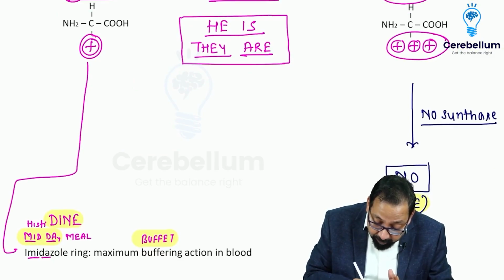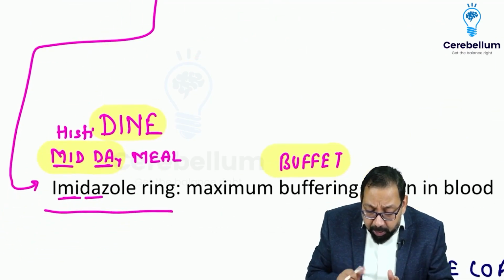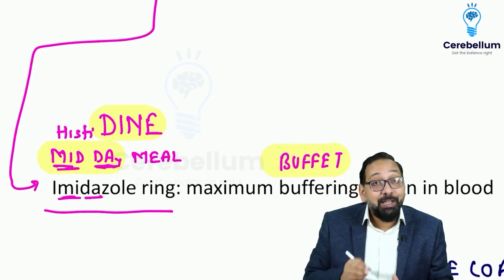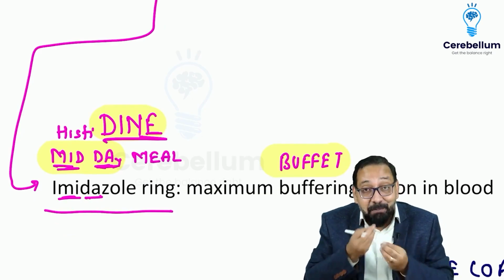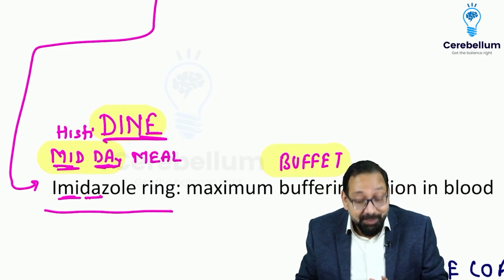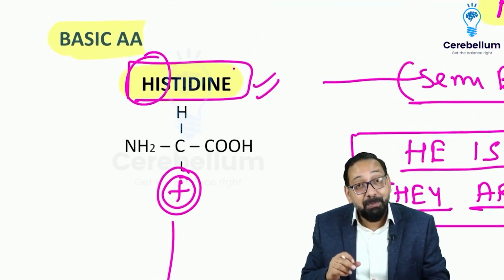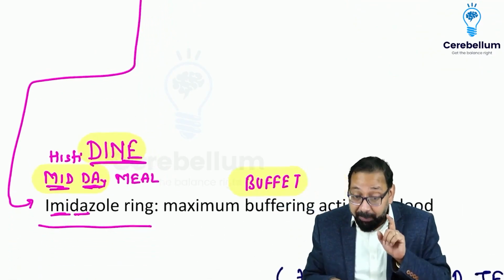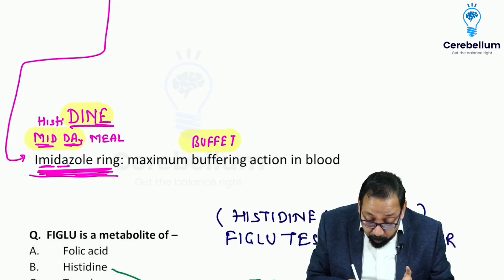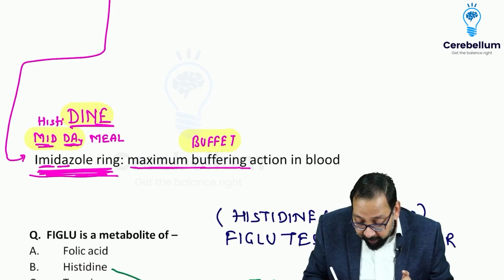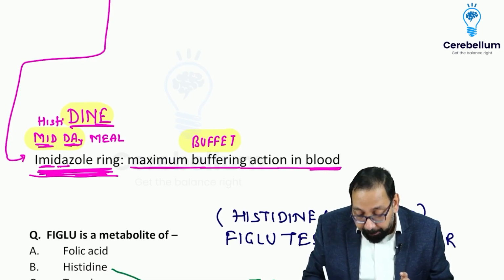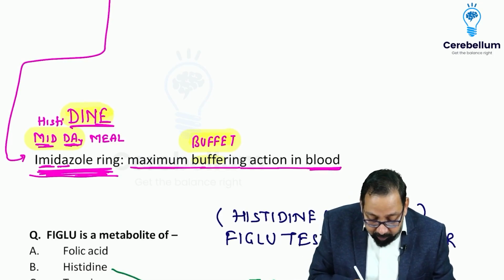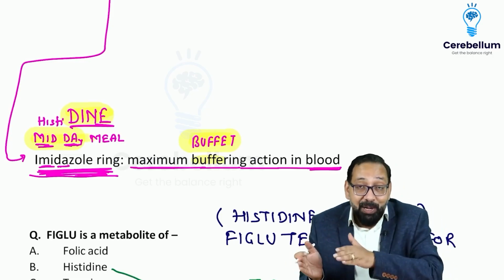If you see the structure of the side chain of histidine, you will find that histidine has an imidazole ring. Which ring? Imidazole ring. I pronounce it as midday-jole ring, midday meal ring. And histidine, dine, midday meal. And we found that histidine has maximum buffering capacity at physiological pH due to this imidazole ring. So again, this imidazole ring provides maximum buffering action at physiological pH or in blood. So the mnemonic is: buffering as buffet, dine, midday meal. Buffet, dine, midday meal, you will remember.